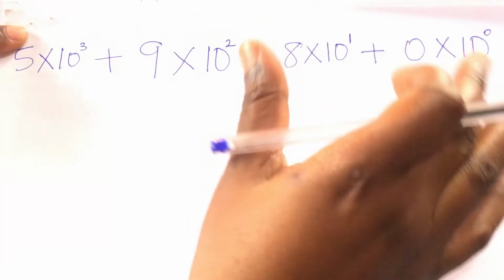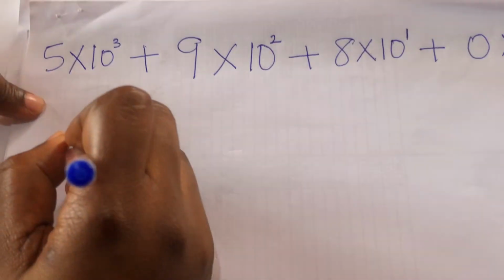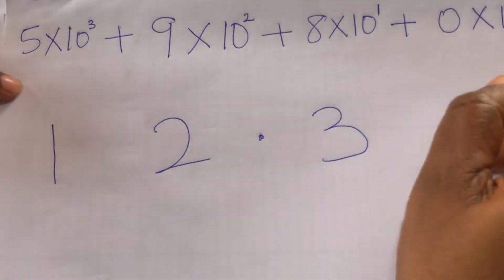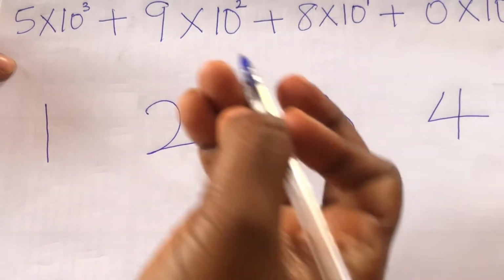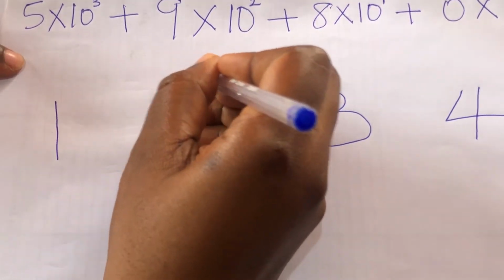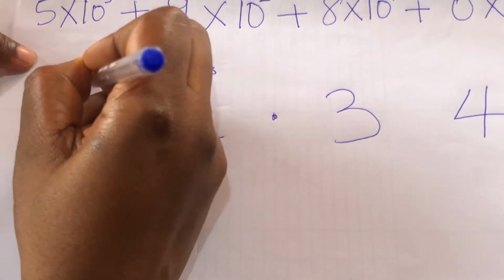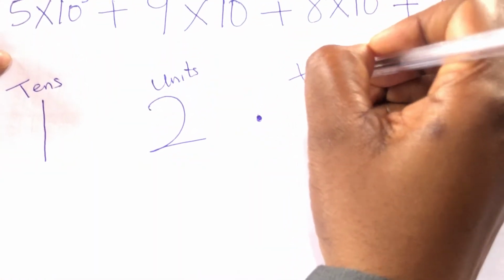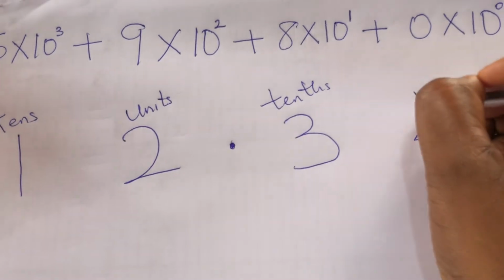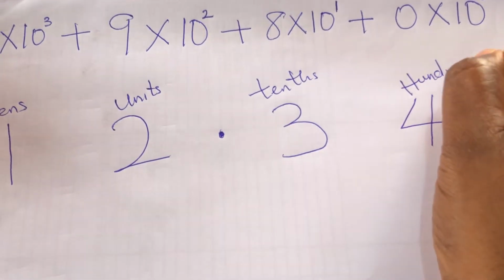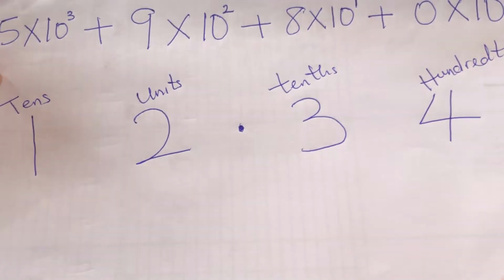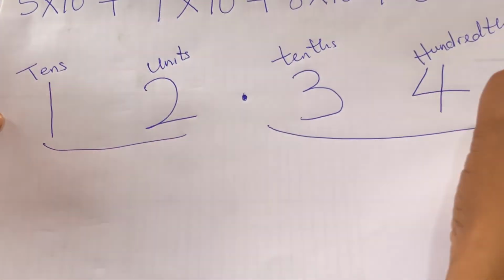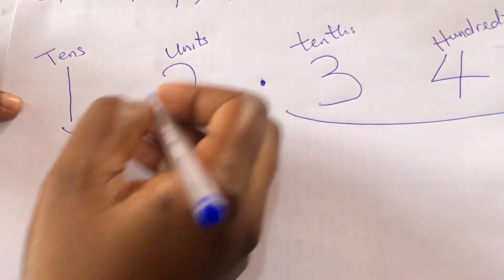Now, for decimal numbers, if we write 1.34, I told you that this one is units. This is tens. And immediately after the decimal point is tenths, and this one is hundredths. Now, if you want to write it, this is the whole number, and here is the decimal point. So now, this one is tens.